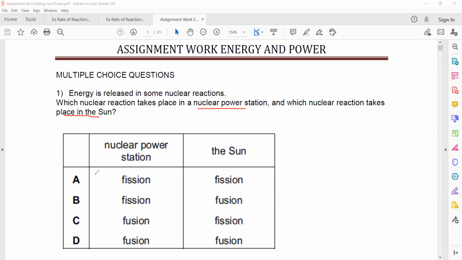Yeah, B is the right answer. In a power station, fission occurs, and in the sun or stars, fusion occurs.